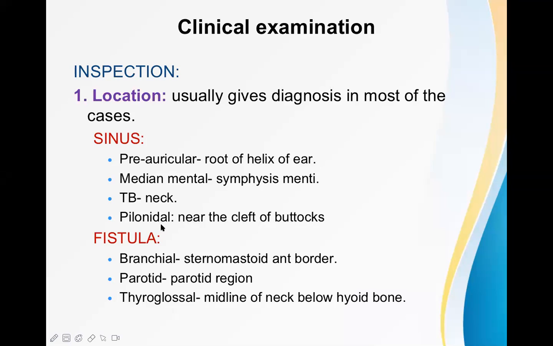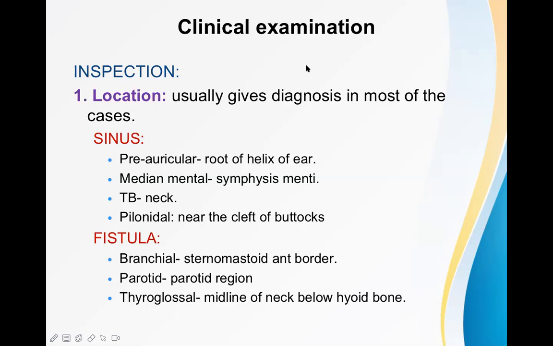Pilonidal sinus, you must have heard this term before. Pilonidal sinus is formed near the cleft of the buttock, slightly on the upper side of the buttock near the natal cleft. There is a sinus known as pilonidal sinus, and usually there is hair growth in that pilonidal sinus, and repeatedly it can be infected and it can give a lot of trouble to the patient. It's quite common in hairy persons.